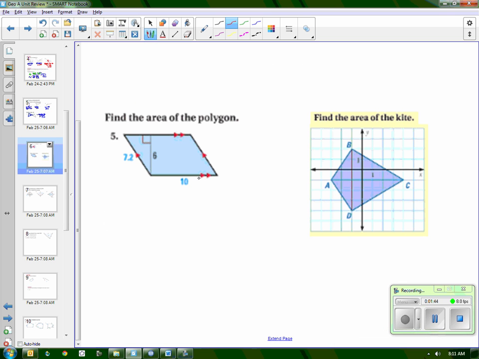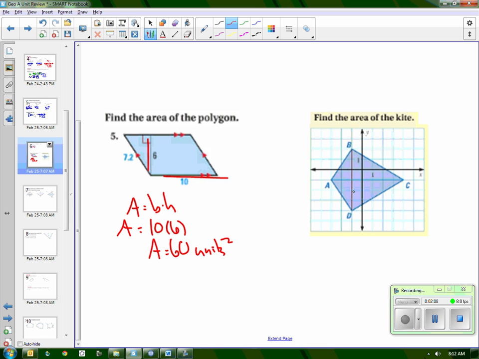What else we got? Area of a polygon. You could do this a couple ways. You could try and break it up into a triangle, but that is no good for me. I'm just going to say, well, I know the area of a parallelogram here is the base times the height, and the base is 10, and the height is 6. They gave me the height, so I'm good to go. All I got to do is multiply 10 times 6. The area of this is 60, and let's just say units squared. Nobody cares about 7.2. It's a trap.